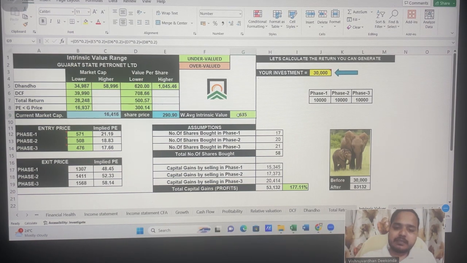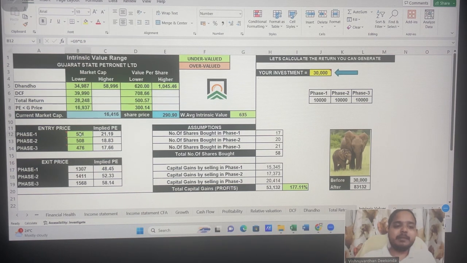Now I will consider this as the intrinsic value of the company. I have taken the best case numbers, the worst case numbers, I have taken everything. So after considering all these things, 635 is the weighted average intrinsic value.